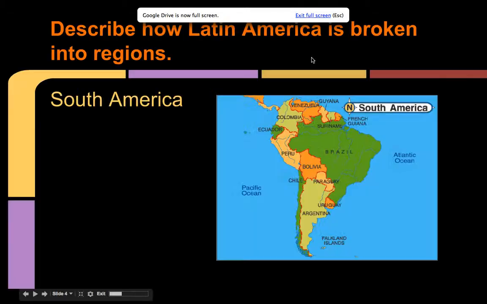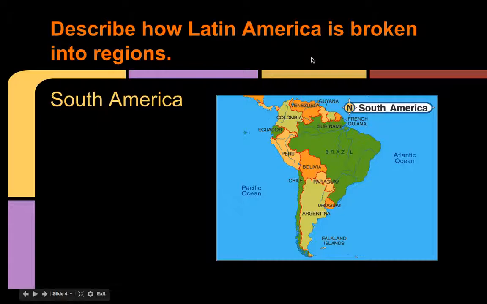All right, everyone, let's get going with Unit 3, which is Latin America, Learning Target 1. Our essential question is, how do the physical features of Latin America affect human settlement patterns? So we're going to be taking a look at the physical geography of Latin America.